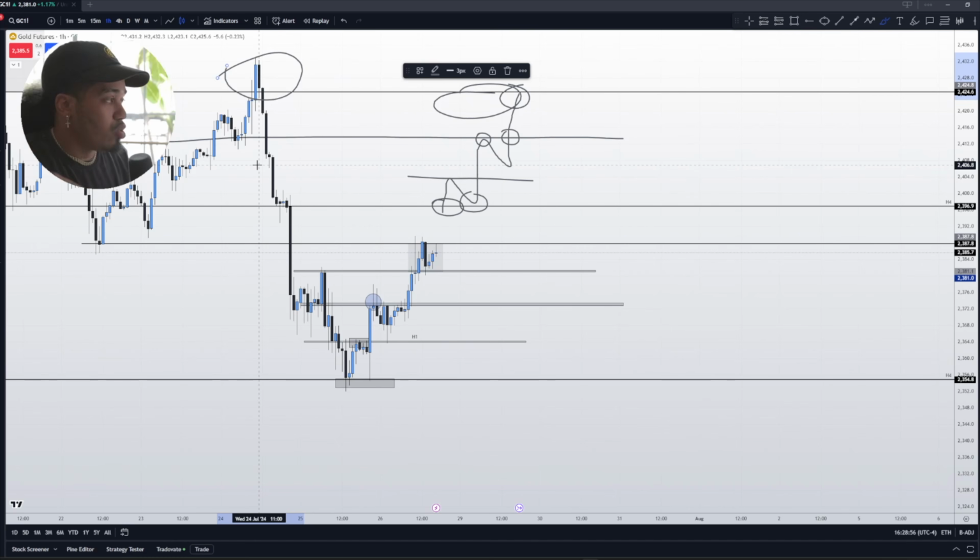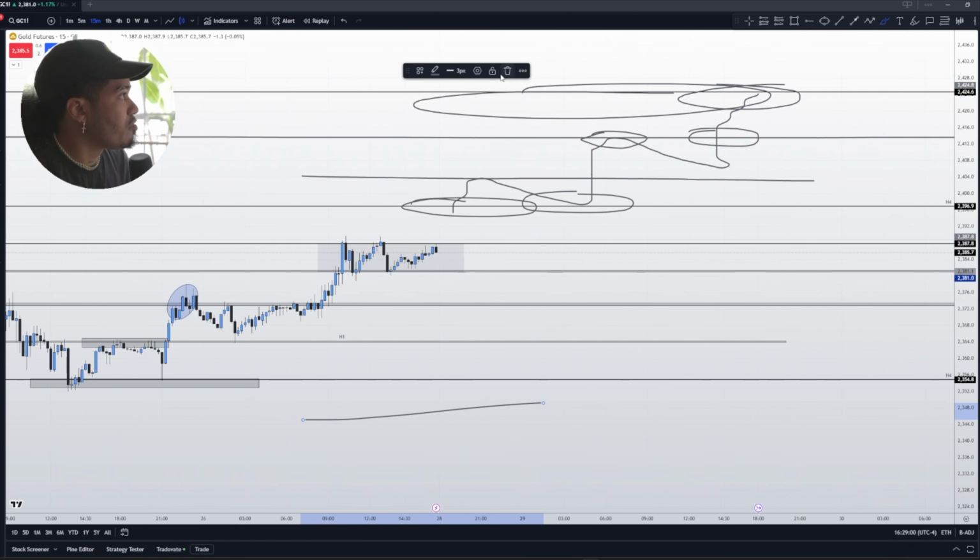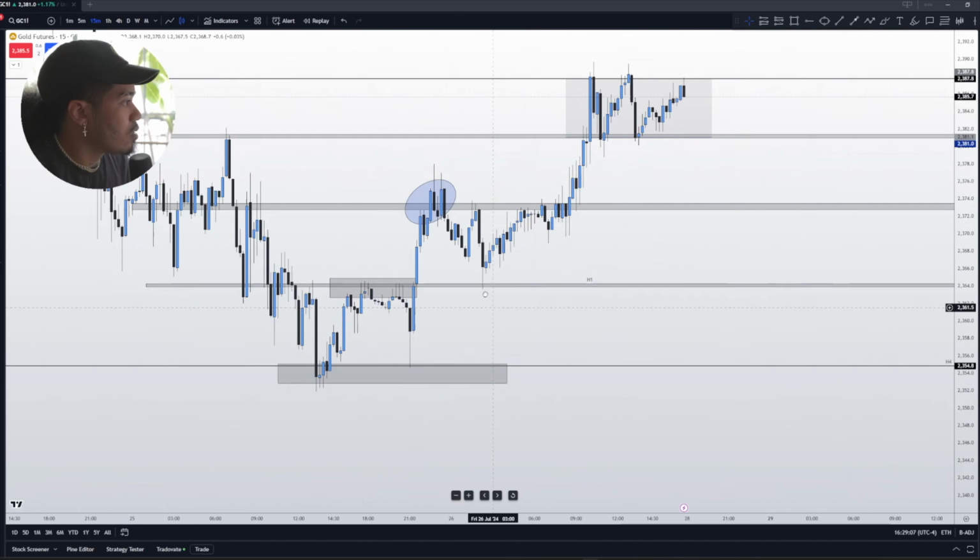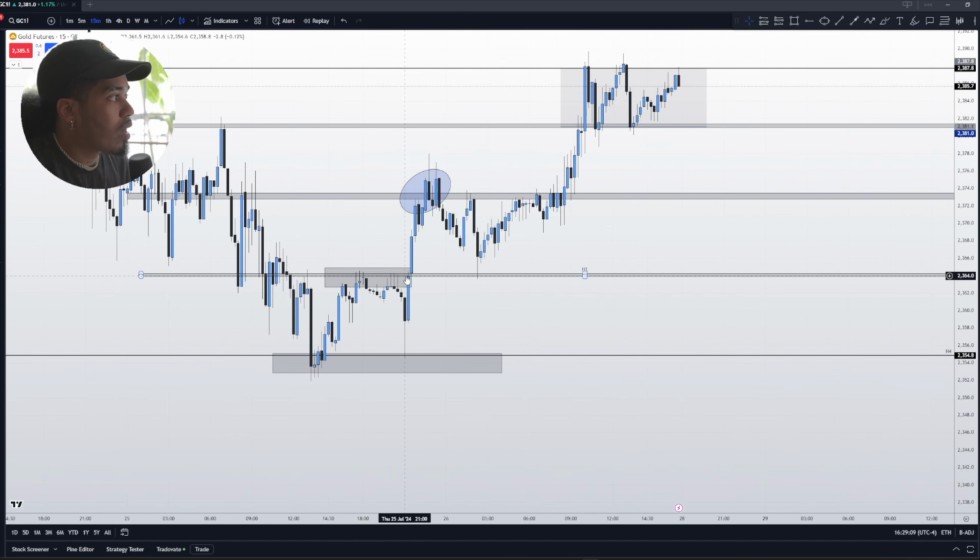Be patient. Don't enter trades before time. Wait for these candles to give you closures. Like I mentioned, the 15-minute here gave me a decent closure for me to enter that trade. And right here, you guys can see a bullish engulfing bar. I wait for the closure.